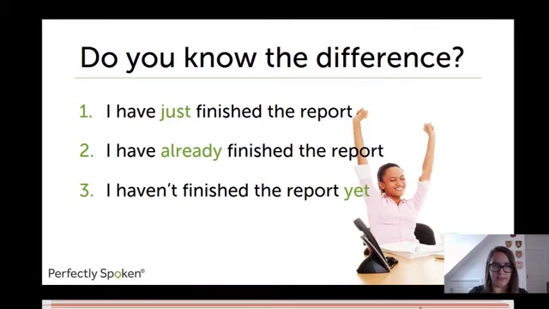It's the same sentence, but using the words just, already, and yet changes the meaning of the sentence, which is important. So pause the slide, have a think, and see if you can tell me what's the difference. Okay, let's have a look together.